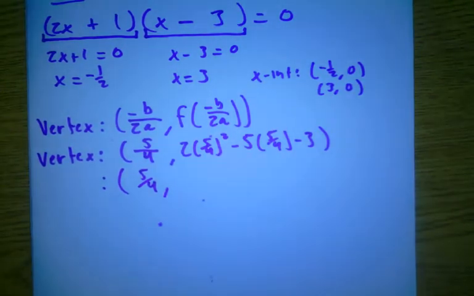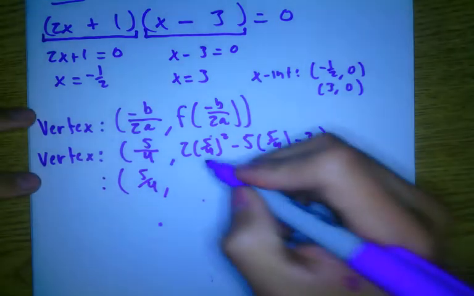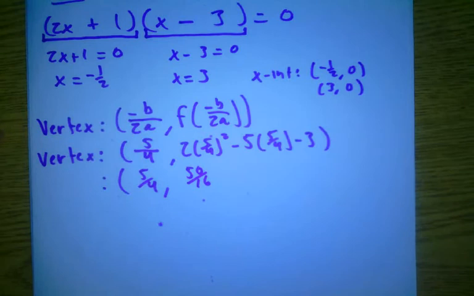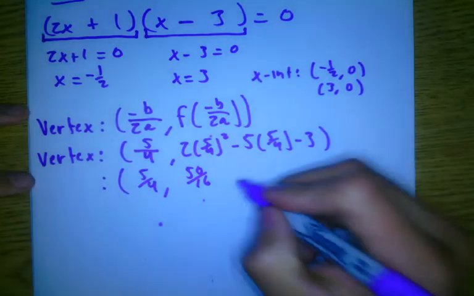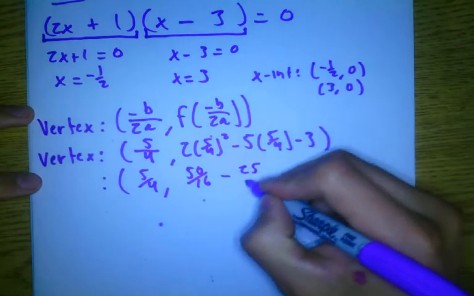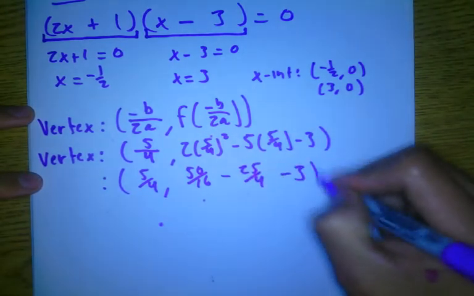Okay? What's 5/4 squared? 25/16. Times 2? 50/16. We can simplify later. Cool? So again, 5 squared was 25/16. Times 2 is 50/16. Beautiful. What's -5 times 5/4? -25/4. And then last I have a -3.